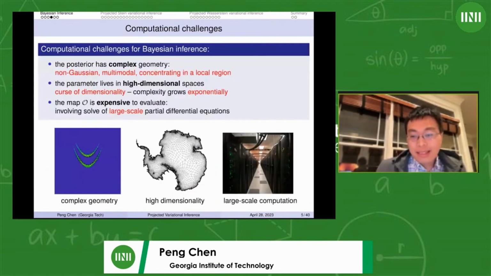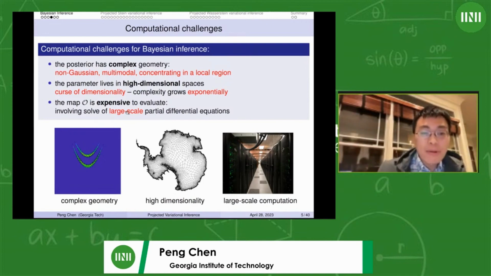As you can see from the two examples, there are a lot of different computational challenges for these problems. First of all, the posterior, let's say here on the left, you can see the Rosenbrock function, or the double banana function. You can see it is non-Gaussian and multimodal, and it is also concentrating in a local region, especially in very high dimensions. And this likelihood function typically concentrates in a very local region.